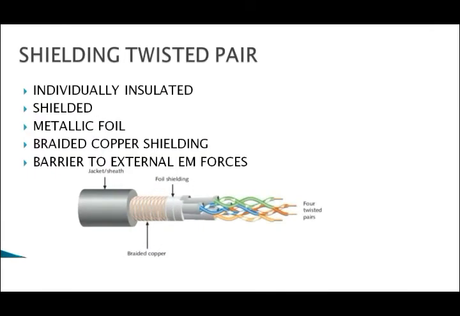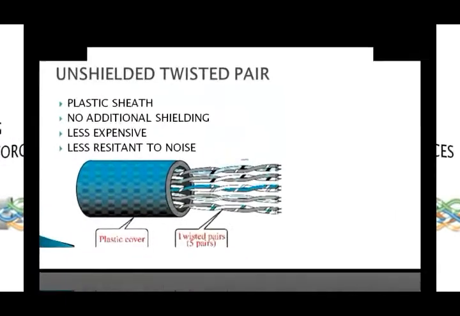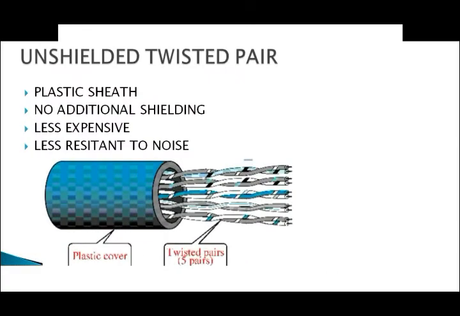Shielded twisted pair, STP. It consists of twisted wire pairs that are not only individually insulated but also surrounded by a shielding made of metallic substance such as a foil. Sometimes braided copper shielding is also there. It acts as a barrier to external EM forces. Unshielded twisted pair. The twisted wire pairs are covered in a plastic sheath. There is no additional shielding. It is also less expensive and less resistant to noise.